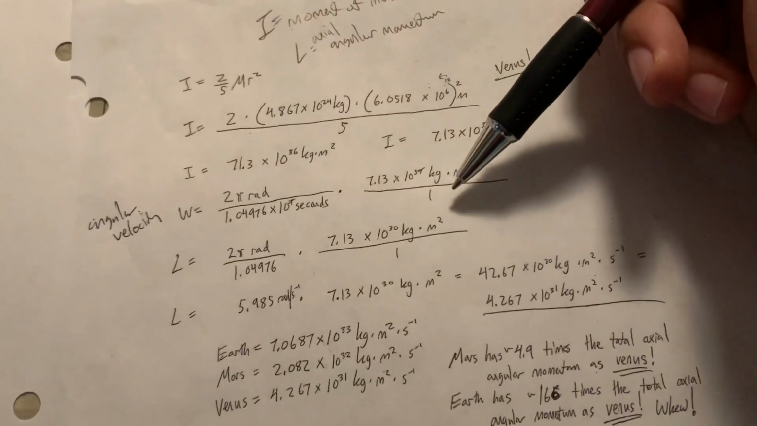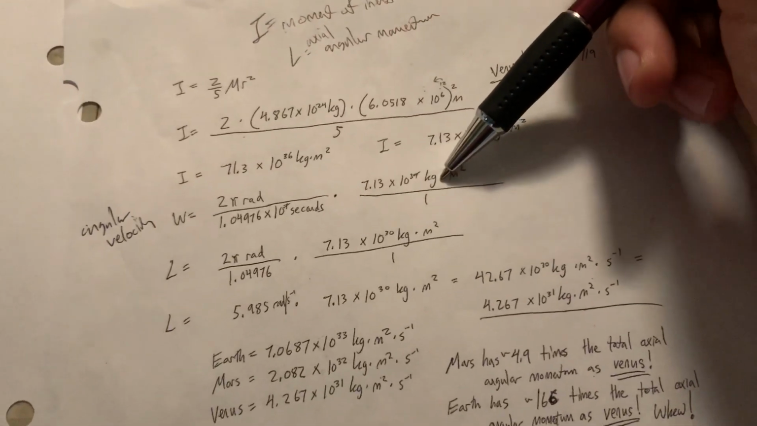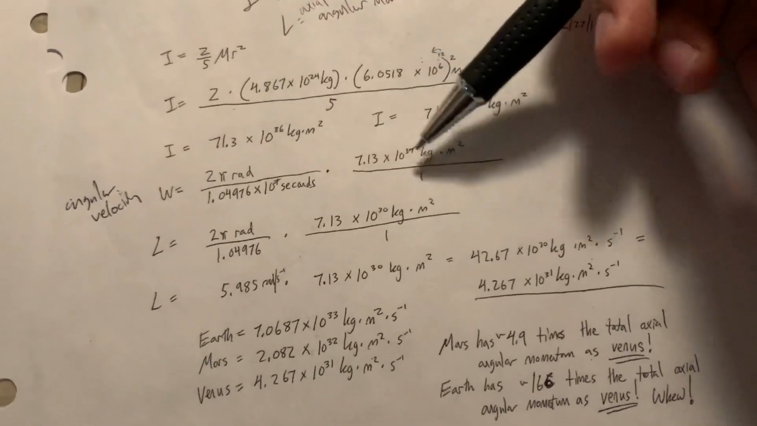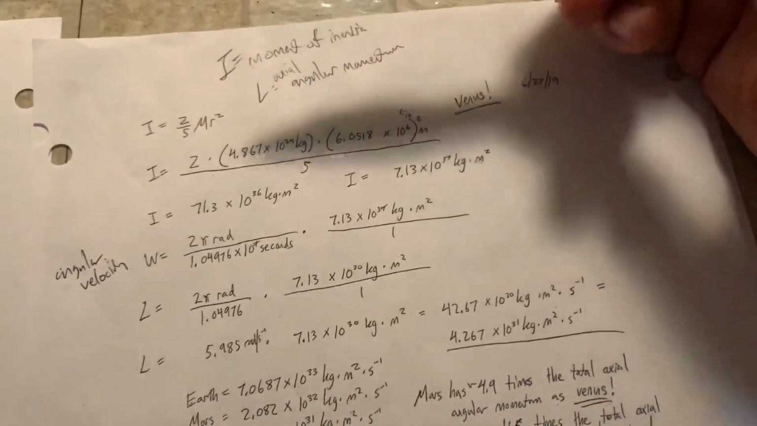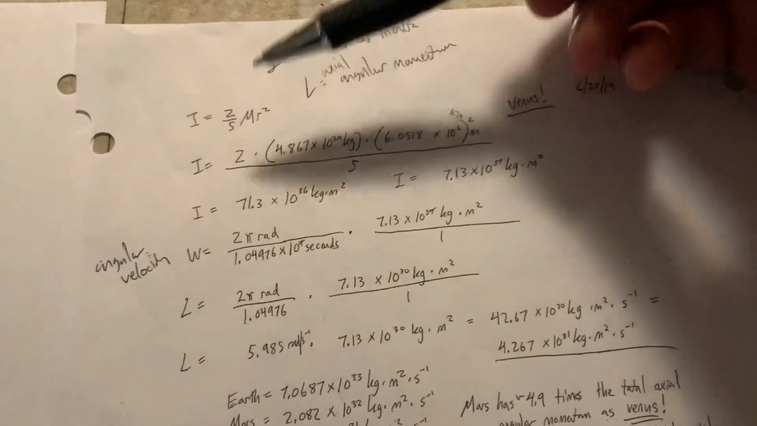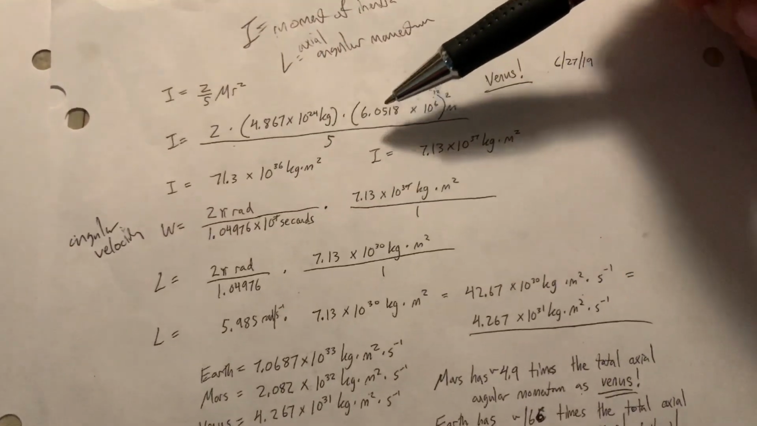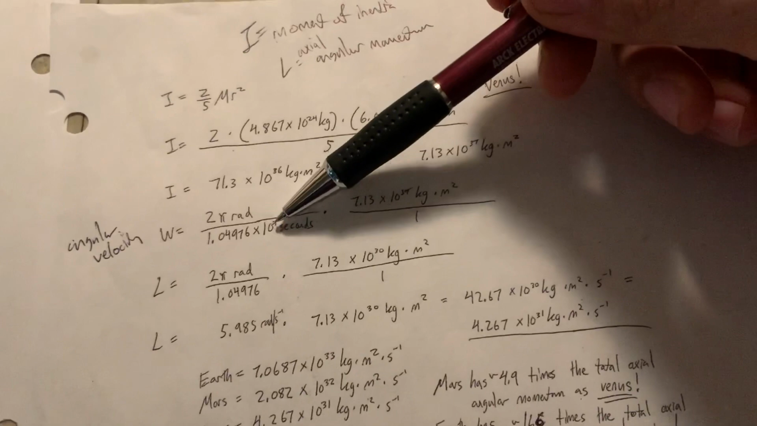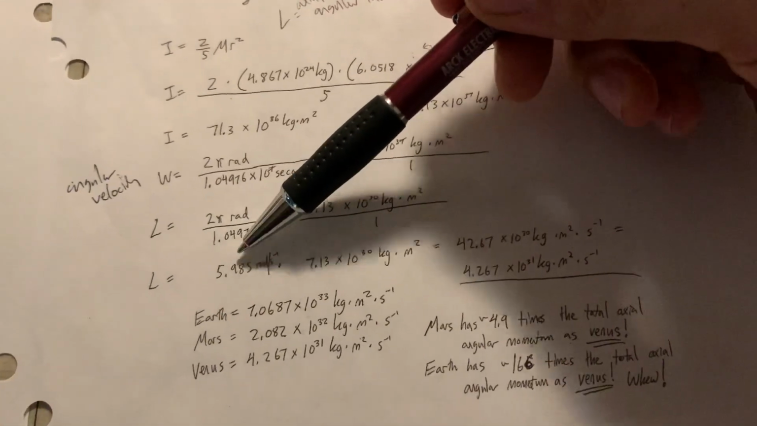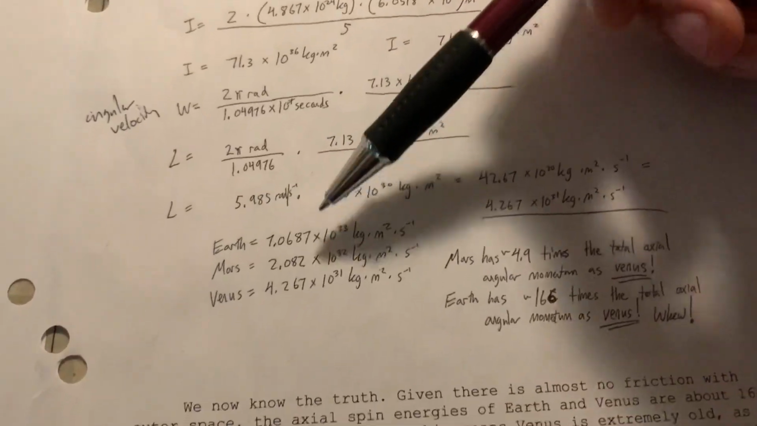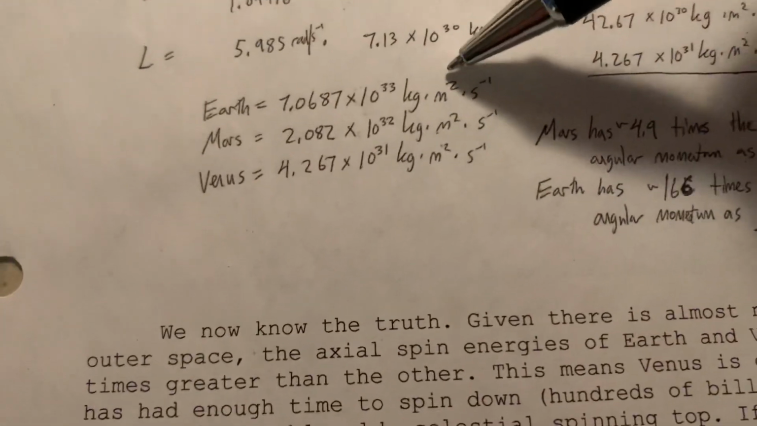With Jupiter, I can't remember how fast its angular velocity is. I have that calculation done in here somewhere. But I plug in all the numbers. I plug in the moment of inertia. I plug in the angular velocity, and then I come out with a total axial angular momentum, which is the L. And I have those values right here.